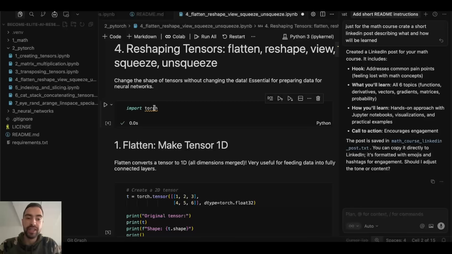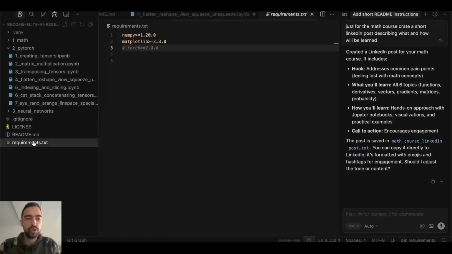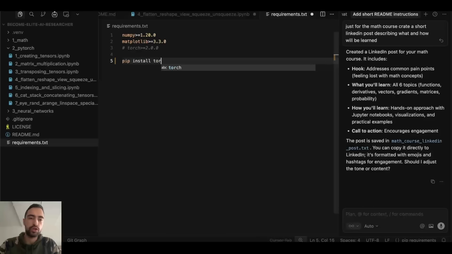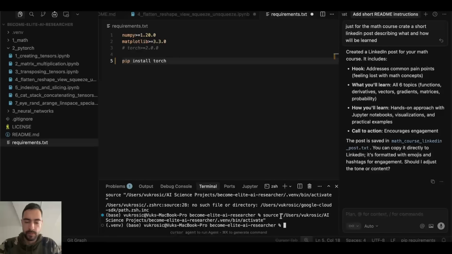And if you don't have PyTorch installed, like you run this and it says no module named torch, then you would just install it. You would pip install torch in your console, in your CMD, right here. Pip install torch, or in the Google Colab or wherever.